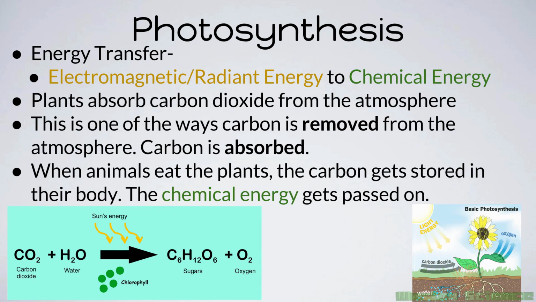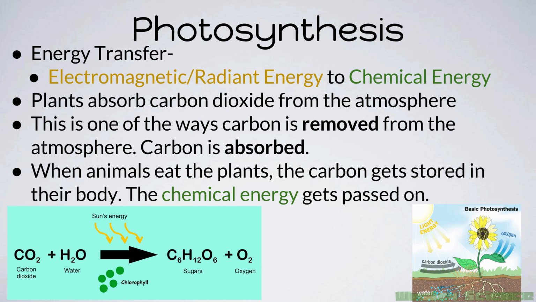All right, so let's start with photosynthesis. It's an energy transfer that you should already be pretty familiar with. It's when you take the electromagnetic or radiant energy from the sun, and plants convert it into chemical energy. And to do this, they require carbon dioxide. They also require water, nutrients, and the sun's rays. But what's important here is that plants are doing a very essential part of the carbon cycle. They are taking carbon away. They are absorbing the carbon.